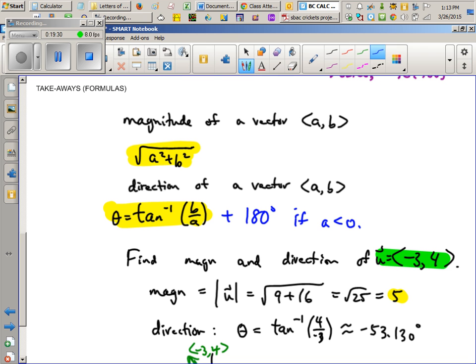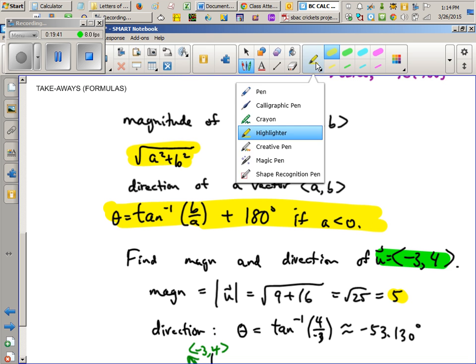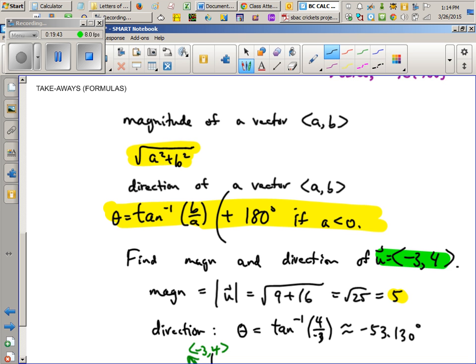Okay? But be careful to memorize the full second formula, or you will regret it. Okay, that is a conditional add 180 there. All right, everybody got those 2 formulas? Okay, let's talk about what you do with 2 vectors in the same problem.